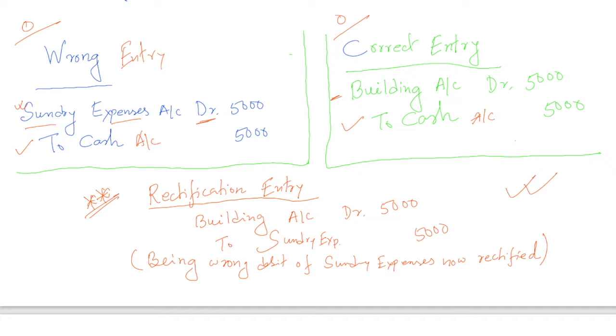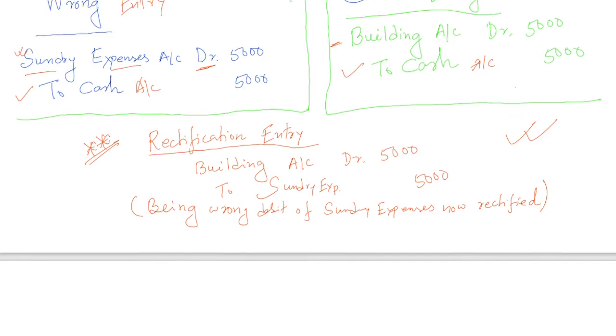See, in this case, the cash account in both the cases was credited. Means we do not need to make any correction in respect of cash because cash is correct. Only the wrong debit of sundry expenses is required to be rectified. That particular sundry expenses element we have rectified, and we have credited the sundry expenses. Accordingly the billing account should be debited, so we have debited, right? So this is clear, I think, to you all. Now moving to the next question.